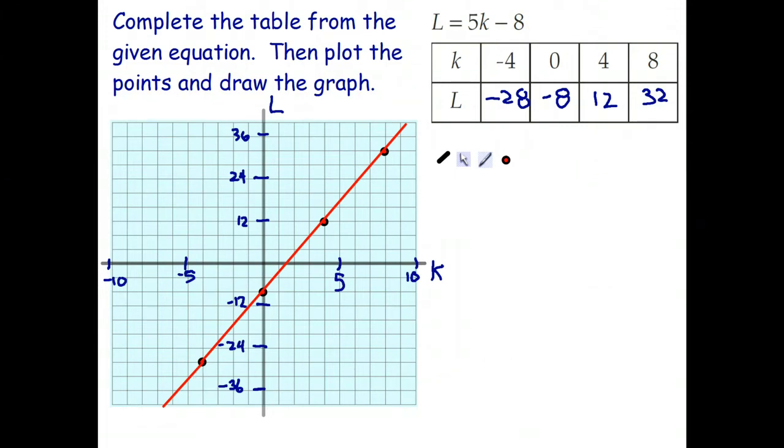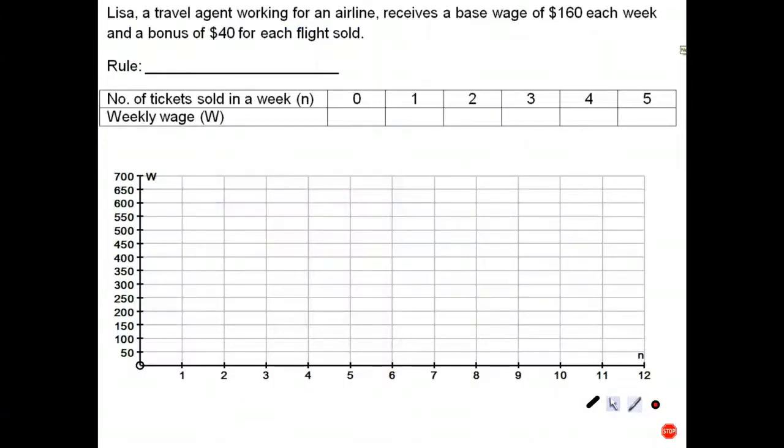Okay, let's have a look at a practical example. Lisa, a travel agent working for an airline, receives a base wage of $160 each week and a bonus of $40 for each flight that she sells. So we're going to start by filling in the table and then filling in the graph. Then we'll go back and figure out how to find the rule.